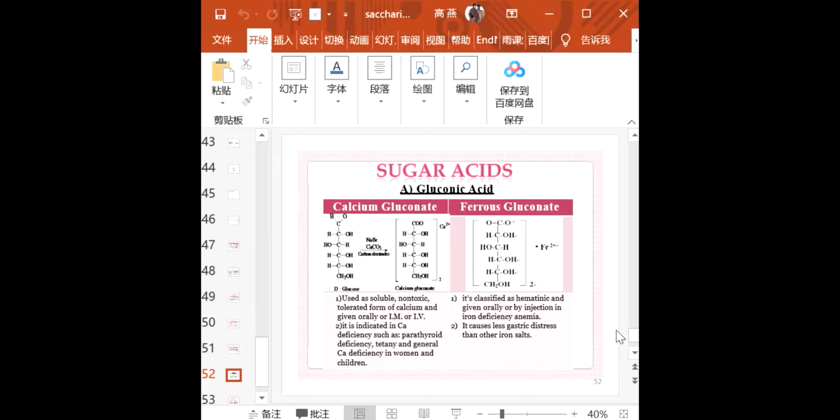And it's classified as a hematinic and given orally or by injection in iron deficiency anemia. It causes less gastric distress than other iron salts. So it's more often used to treat iron deficiency anemia.